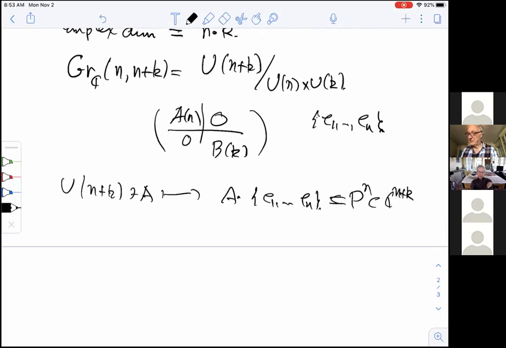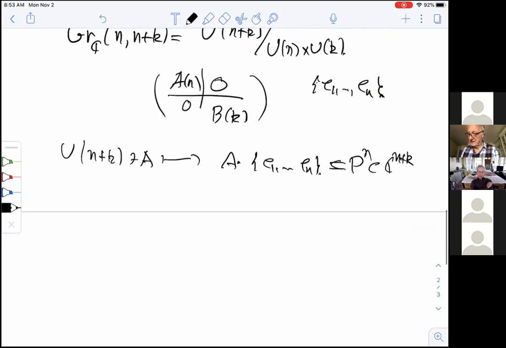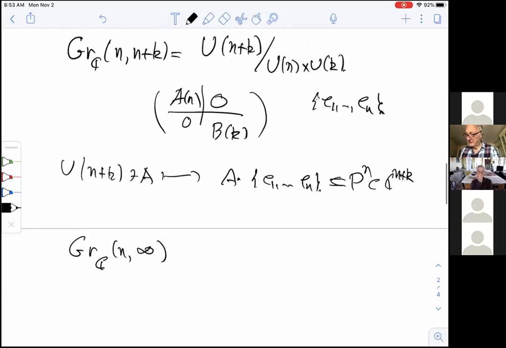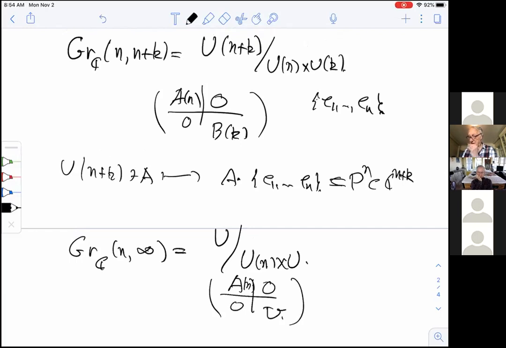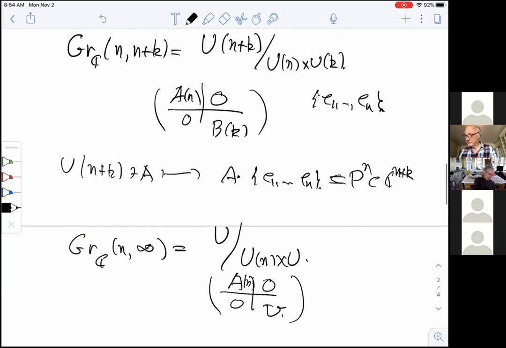Now we can form the infinite Grassmannian of n planes in infinite space, just let k go to infinity, and this is U infinity, just U, modulo U(n) cross U. So this is the subgroup of infinite unitary matrices which have a block n by n here, 0, 0, and then an arbitrary element of U down there, which again has got to be finite.